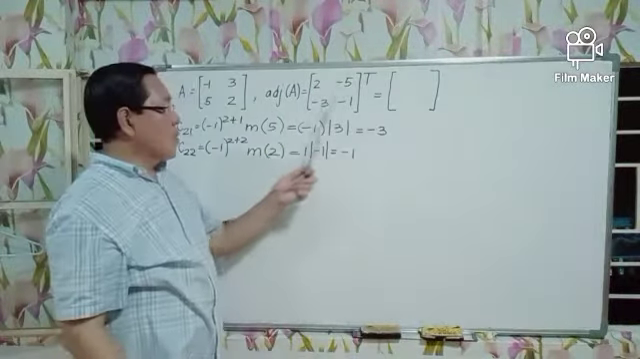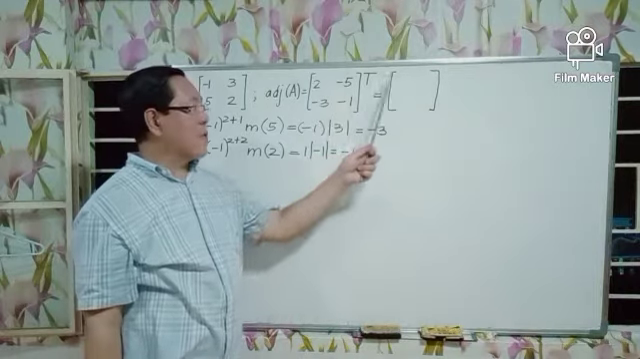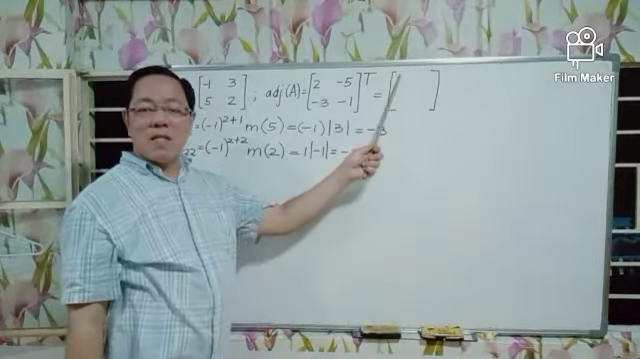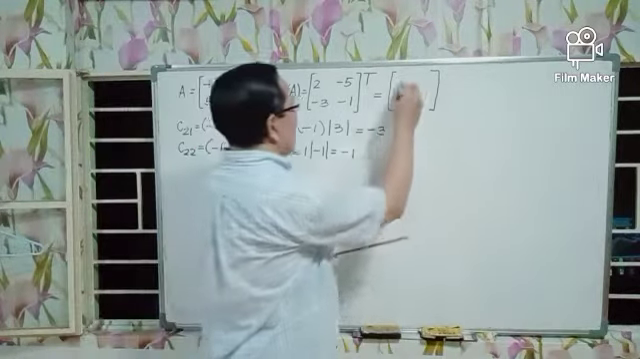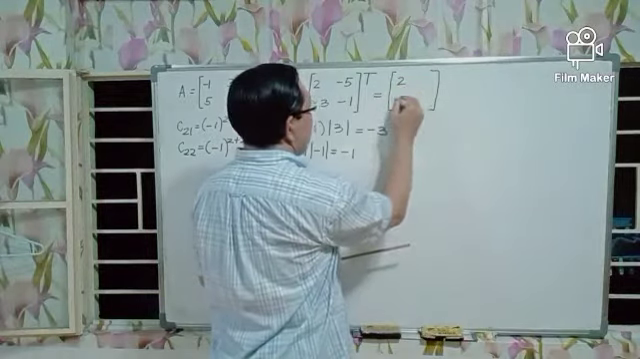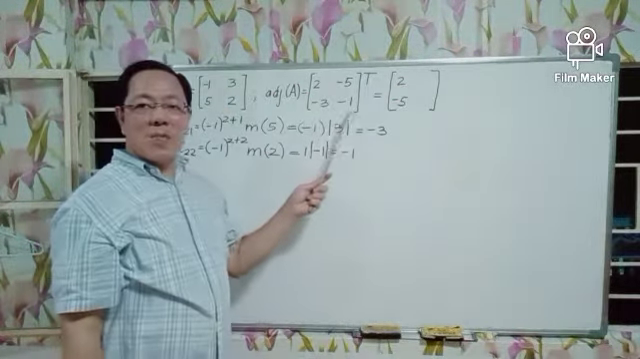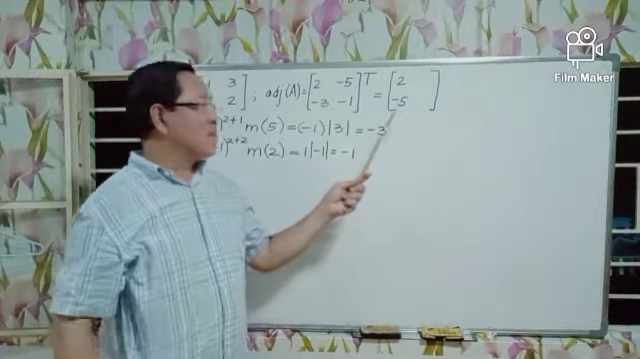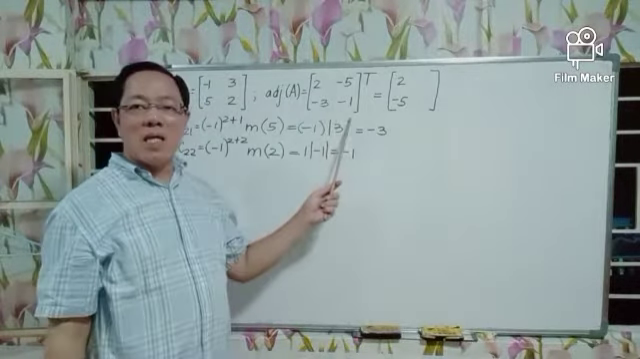For the transpose of this matrix, we write the first row as the first column of the transpose. So the entries in the first column will be 2, negative 5. And we write the entries of the second row as the entries in the second column of the transpose. And the entries in the second column will be negative 3, negative 1.